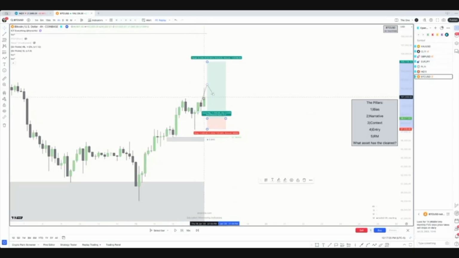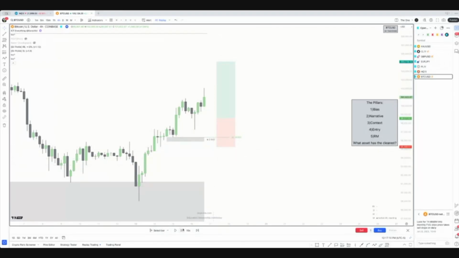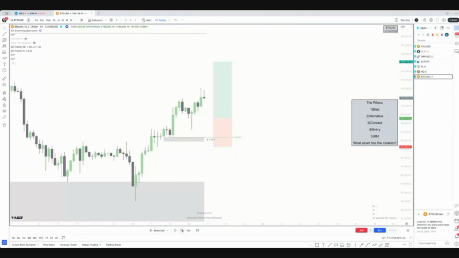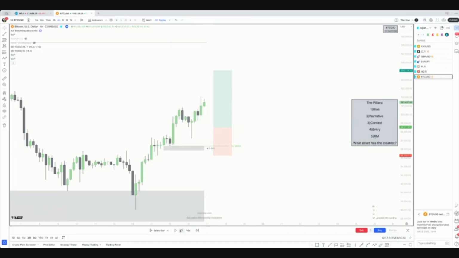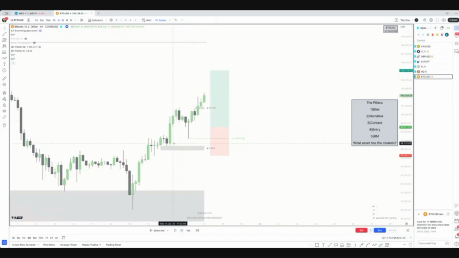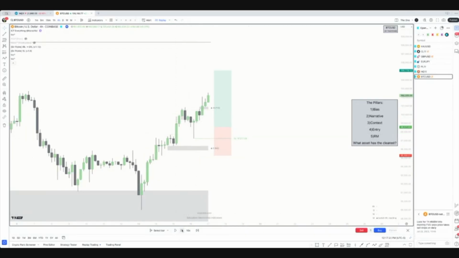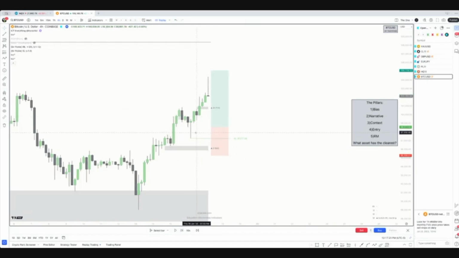So let's observe. Let's delete this, clear things up. So I believe that is where we get our new gap higher, and we'll see that stop loss get trailed right to here. Now, let's move a little forward in time. You could trail your stop loss right there.